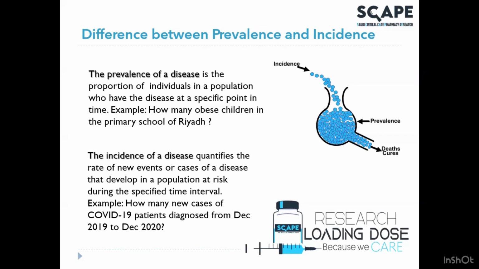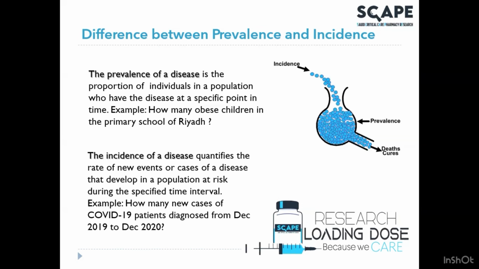Regardless whether those who have the disease were diagnosed yesterday or so many years ago, it doesn't make a difference when we study prevalence. On the other hand, incidence of the disease quantifies the rate of new events or cases of a disease that develop in a population at risk during a specific time interval.